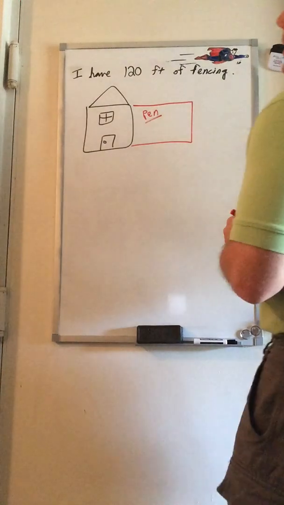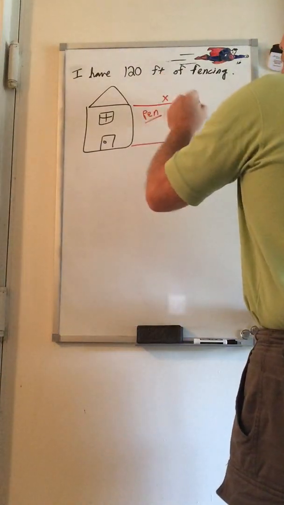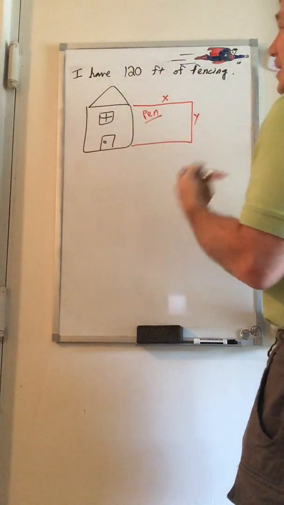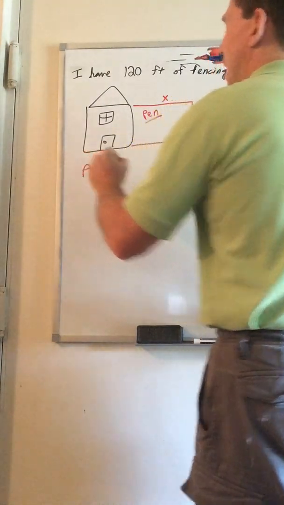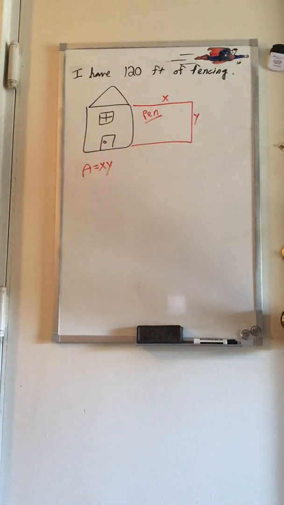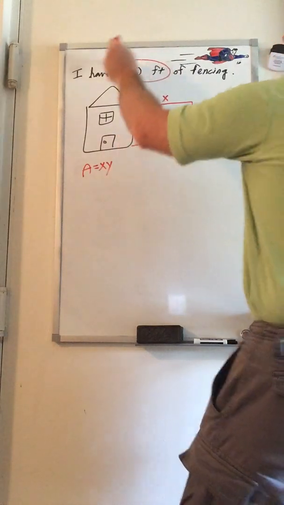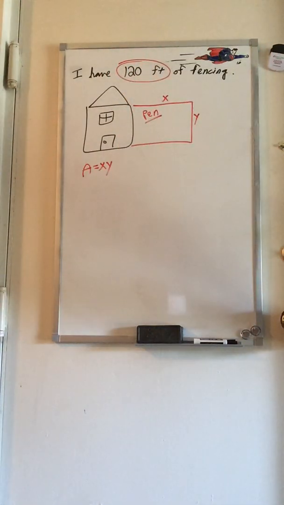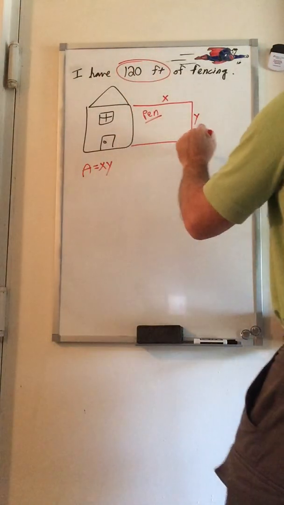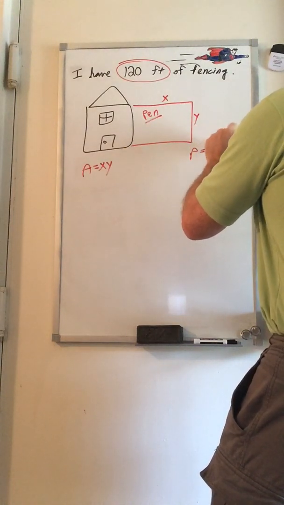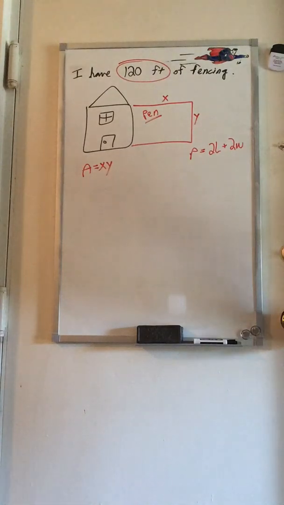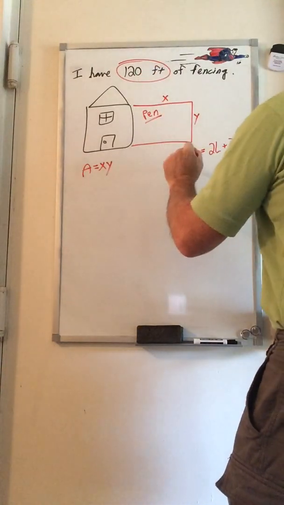Well, let's see. I can still say x and y for length and width. I still want to maximize the area. So area is still x times y. But now I need a way to relate x and y. And clearly we can use the same trick we did before. I have 120 feet of fencing. That's the perimeter. So the perimeter equals 2L plus 2W. The perimeter is 120.